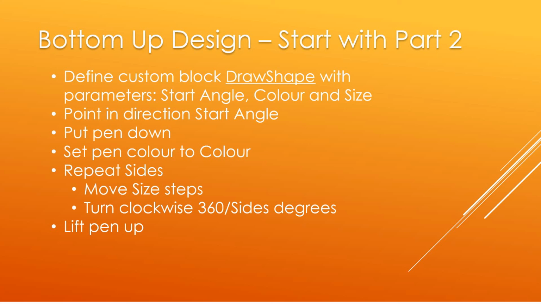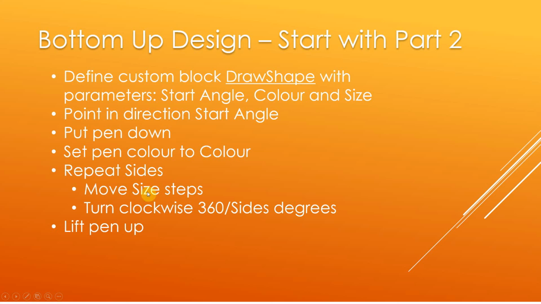We're going to define a custom block called draw shape with the parameters start angle, color, and size. We're then going to point in direction start angle. We're going to put our pen down, because if we don't put the pen down, nothing will get drawn. We're going to set pen color to color. Now color is one of our parameters that we are passing in, and then we're going to repeat sides. Remember, sides is a global variable, so we don't need to pass it in as one of our parameters.